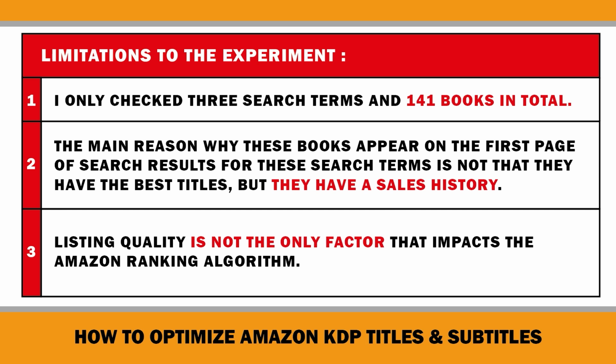Third, title and subtitle are not the only factors that impact the Amazon ranking algorithm. There are many different factors that I explained in my previous videos. There are a couple more, but these were the 3 major limitations of the experiment. However, I tried to support my result with some information on the Amazon KDP help centers.